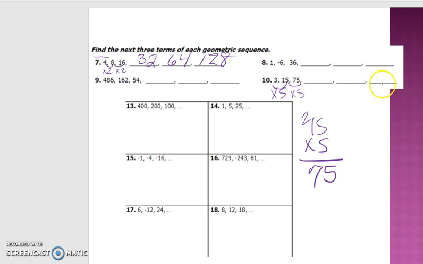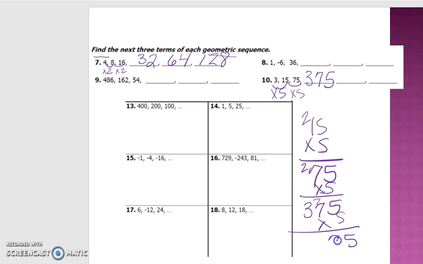Now, we need the next 3. So we're going to multiply that 75 times 5. And we'll get 25, carry the 2, 35, and 2 is 37. So 375. So these are going to be big numbers. So we're going to multiply that by 5. 25, carry the 2, 35, 37, 15 and 3 is 18. So 1875 is our next number.